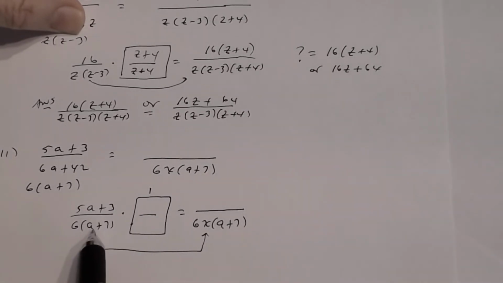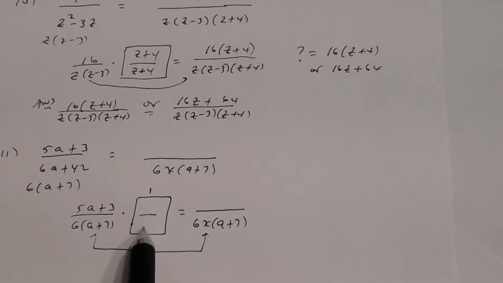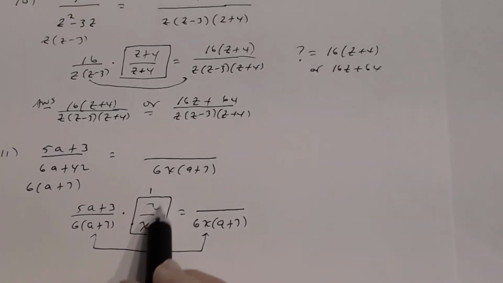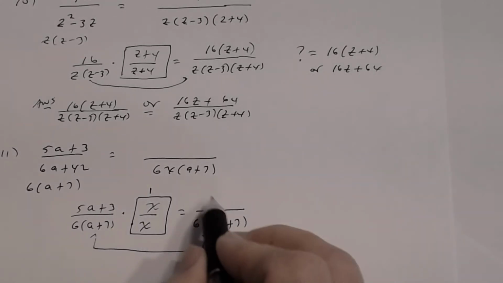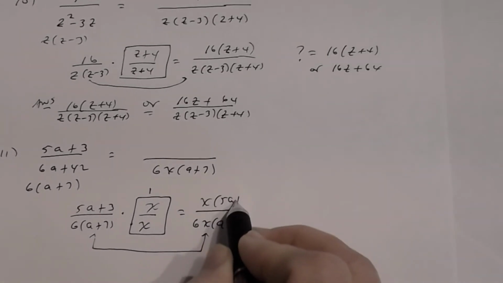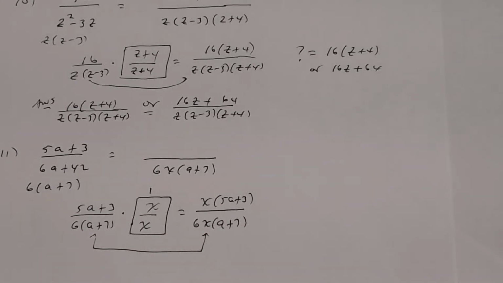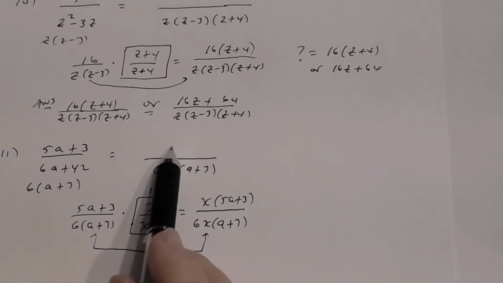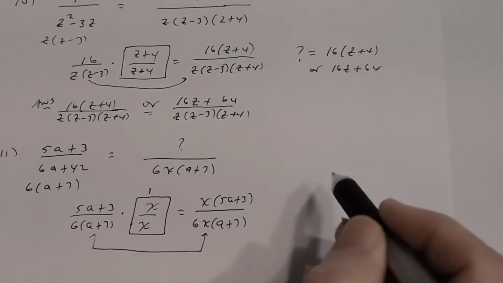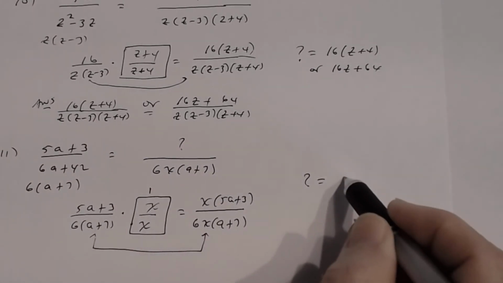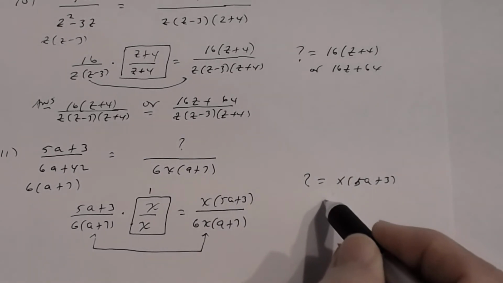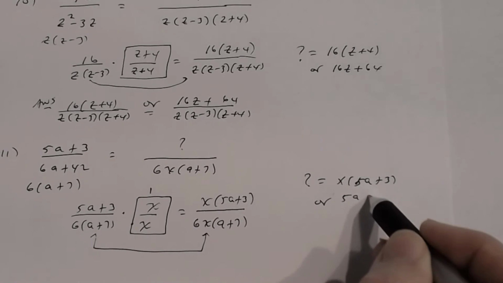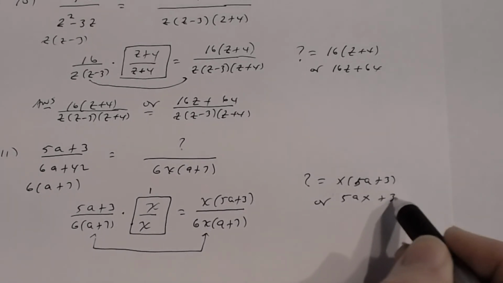And so what is it that I'm missing here that I need to get here? I'm missing the x. So I'm going to multiply both the numerator and the denominator by x. And so therefore I have this binomial times this monomial. I'm going to write this as x times 5a plus 3. And that's my numerator. So that's what I'm looking for here. The question mark would be this numerator, x times 5a plus 3. Or you can distribute. If I distribute, you would have 5ax plus 3x.